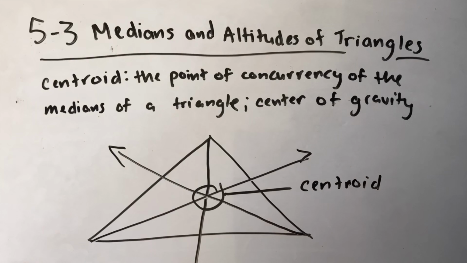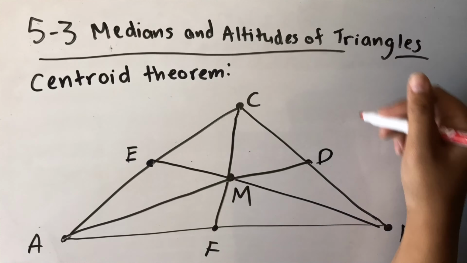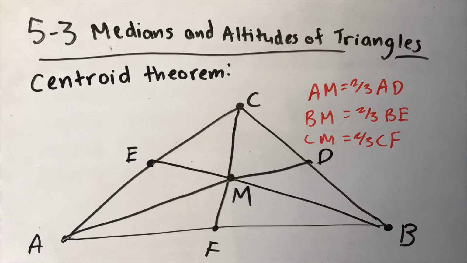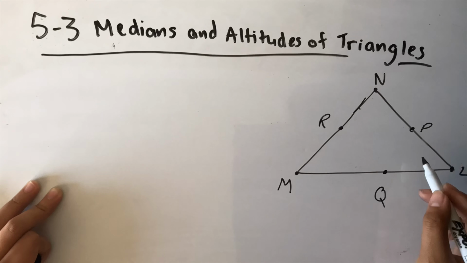The theorem is, the centroid of a triangle is located 2/3 of the distance from each vertex to the midpoint of the opposite side. That means that in this triangle, AM equals 2/3 of AD, BM equals 2/3 of BE, and CM equals 2/3 of CF. With that knowledge, we can also assume that MD is 1/3 of AD, ME is 1/3 of BE, and MF is 1/3 of CF. Using the centroid theorem, we can find segment lengths in a triangle.